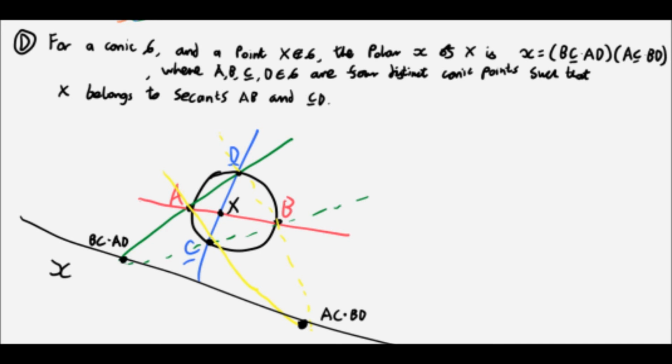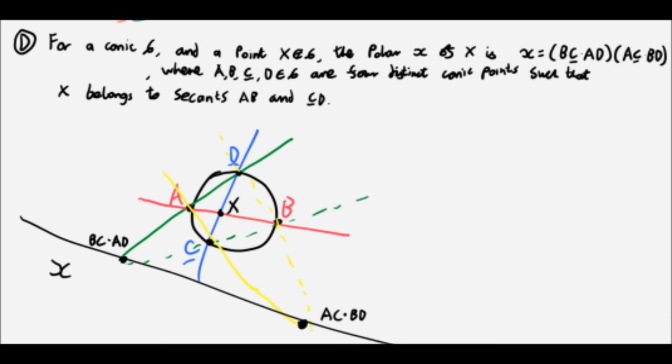So just to summarize, BC.AD joined with AC.BD is going to be the polar of a point X where AB and CD are 2 secants through this point X. So this is a very nice result which allows us to construct polars in general.